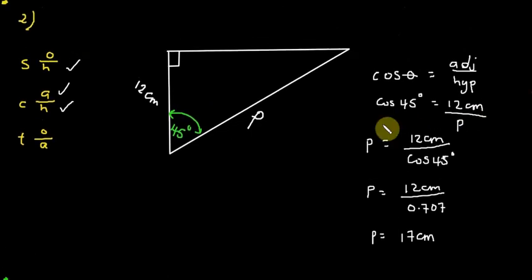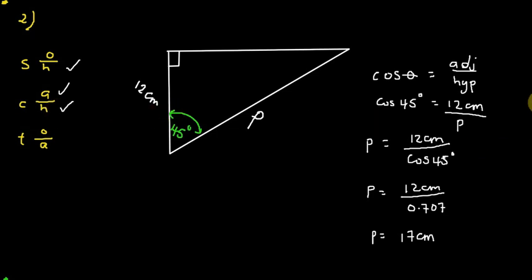Very, very easy. So we decided to use cos because we are given the adjacent side, check, and we are asked to find the hypotenuse, check. So sine didn't meet the condition, so we ended up using the cos.